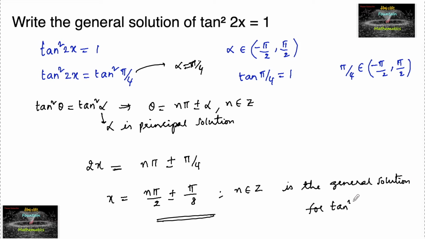For tan square 2x is equal to 1. Okay, right, thank you.